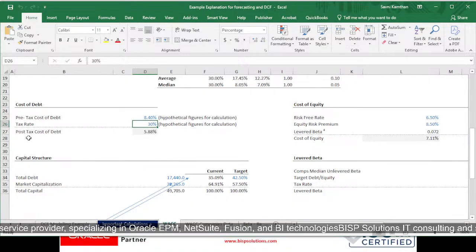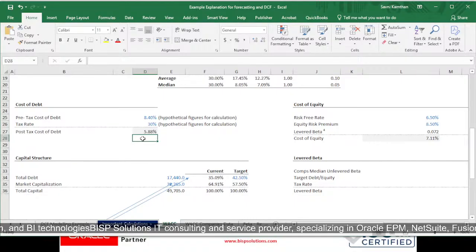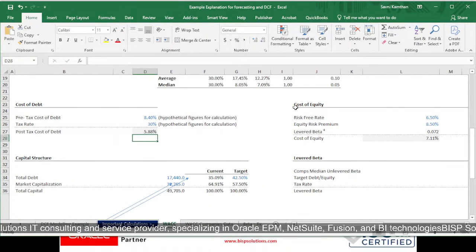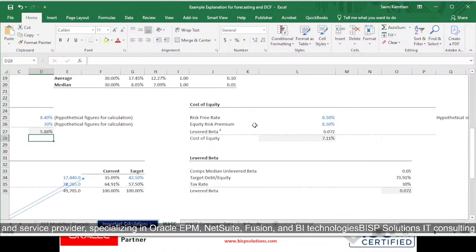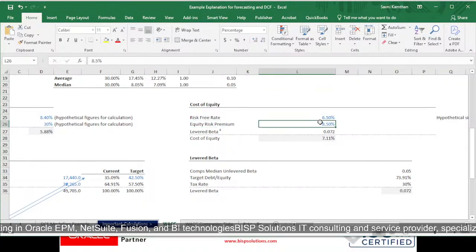Now if I want to calculate my post tax cost of debt, I will be multiplying the pre-tax cost of debt by 1 minus our tax rate, which gives me 5.88. Now my cost of debt is calculated. Now if I want to calculate my cost of equity, I have given hypothetical figures for my risk-free rate, which I am taking as 6.50, and equity risk premium as 8.50.